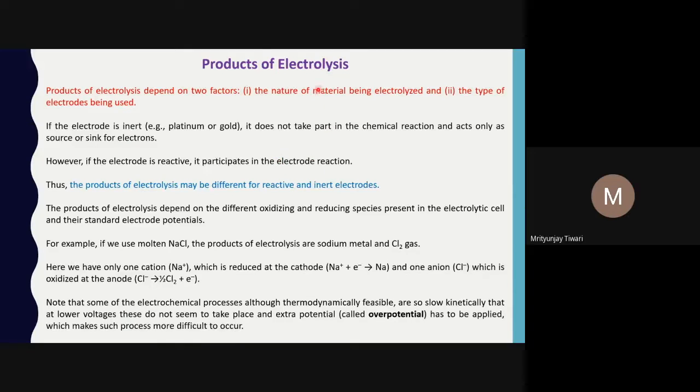So now let us see the products of electrolysis. The products of electrolysis depend on two major factors. One is the nature of the material being electrolyzed.